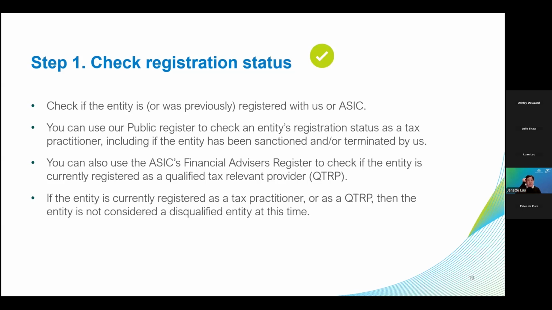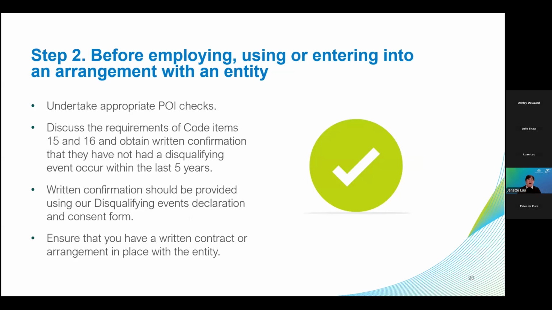So let's look at step 2. This is a situation where you have not engaged someone just yet. I appreciate this might be a little bit repetitive, but these are really important points that really protect you and your practice, so we might just labor these issues a little bit. This is again before you employ or use someone. We ask that you undertake appropriate proof of identity checks, and you can have a look at the TPB's guidance, which gives you a pretty easy checklist to see what steps and what questions you should be asking.